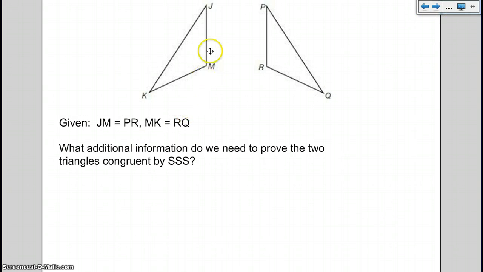Let's look at here. JM is equal to PR, so that's a side. MK is congruent to RQ, so that's a side. What additional information do we need to prove the two triangles congruent by SSS? So that means we need a third side. I'm thinking JK should be equal to PQ.